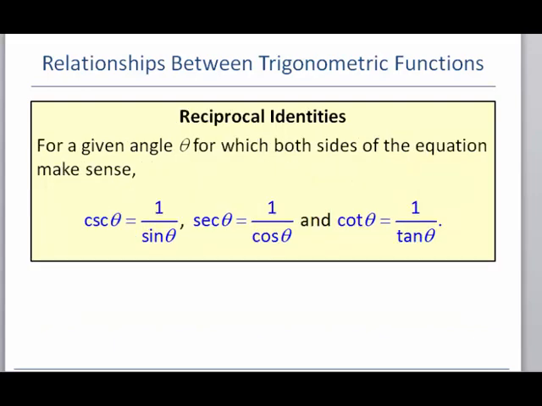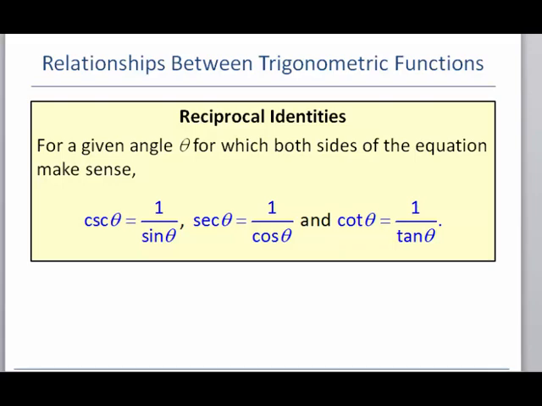Another relationship that we're going to investigate in this section is the reciprocal identities. These we've already discussed when we talked about defining the trig functions, and we've discussed them several times since. This is the relationship that says sine and cosecant are reciprocals, that secant and cosine are reciprocals, and that cotangent and tangent are reciprocals.